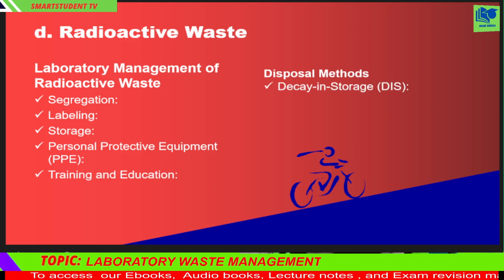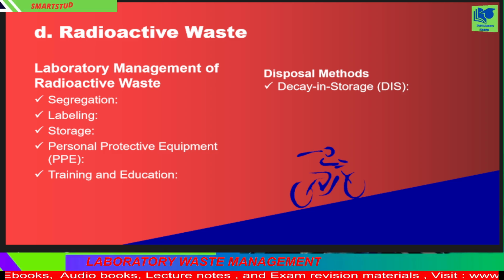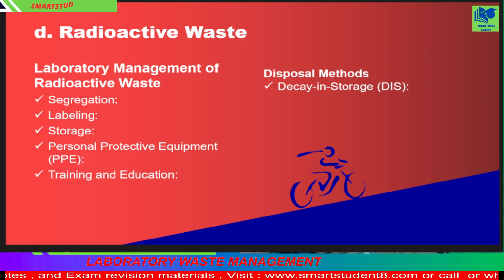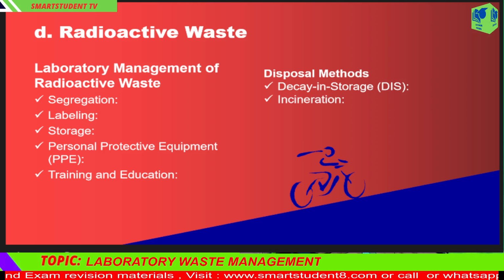6. Disposal methods for radioactive waste. Radioactive waste disposal depends on the type and level of radioactivity. 1. Decay in storage, DIS, allowing short-lived radioactive materials to decay to safe levels before disposal as regular waste. 2. Incineration, controlled burning of low-level radioactive waste to reduce volume.